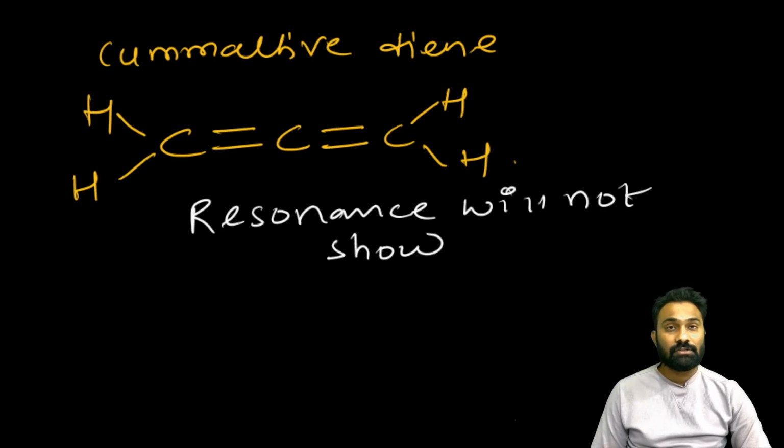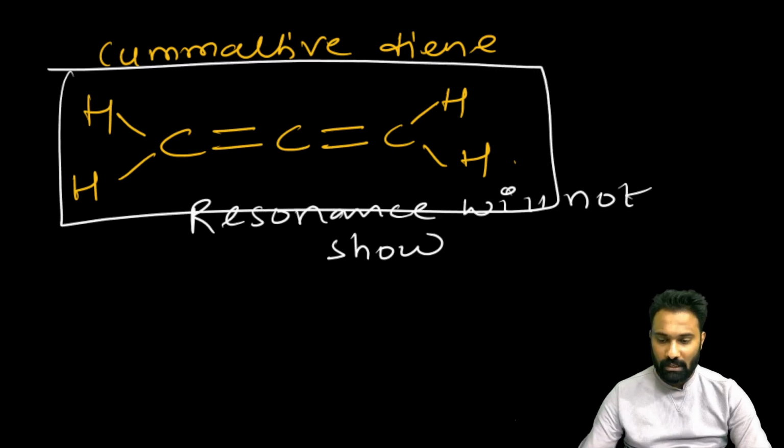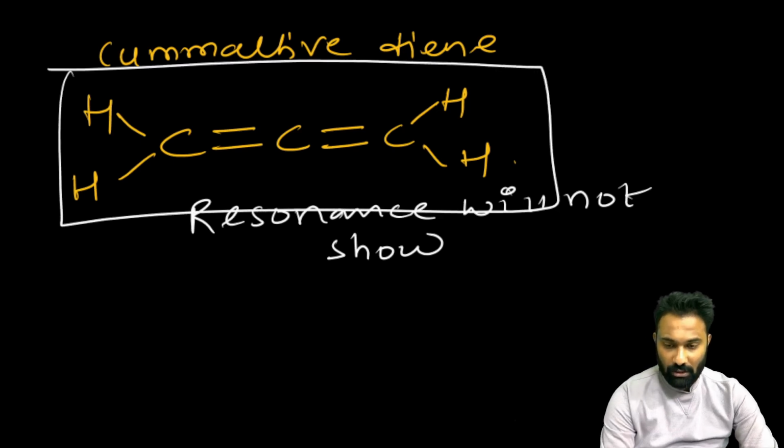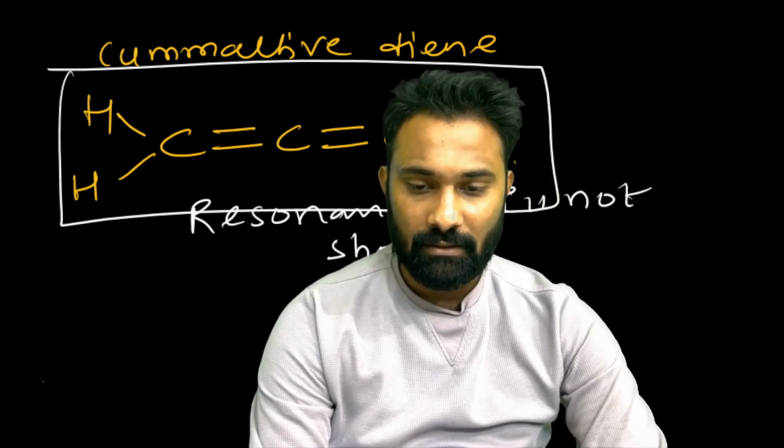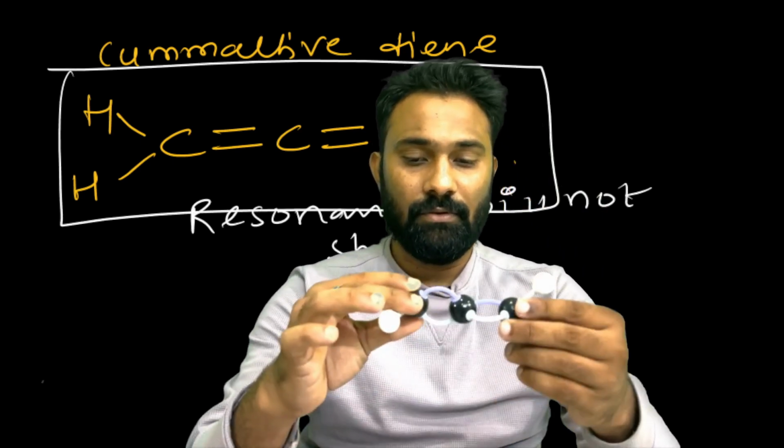Sir, why will the resonance not show? What I said: each carbon should be sp2 and all the atoms should be in the plane. If this pi bond and this pi bond are parallel to each other, then it will show resonance. But in this cumulative diene, let's see how the pi bonds are there.